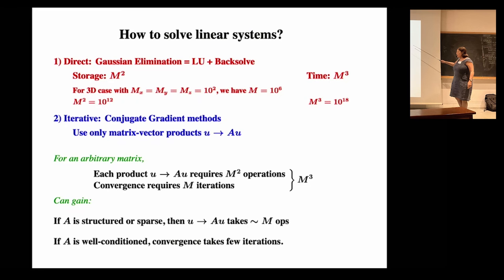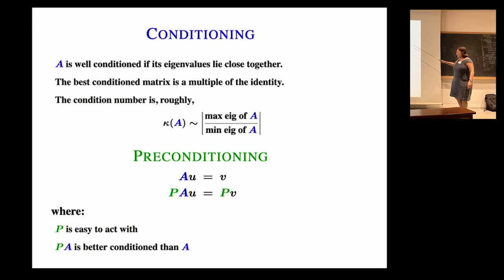Another way that you would save would be if you didn't need all M directions. And that's the case if A is well-conditioned. So what's well-conditioned? A is well-conditioned if its eigenvalues lie close together. The best-conditioned matrix is a multiple of the identity. You measure how badly conditioned you are by taking something like, real numerical analysts would never accept this, but fortunately I don't speak in front of them, so I can say this, the ratio of the maximum to the minimum eigenvalue. So the best condition number is 1. If you had a multiple of the identity, you would just have the same thing here and here.